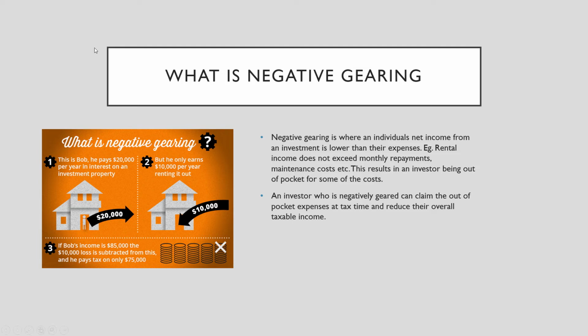So we've got an example here. What is negative gearing? Bob pays $20,000 per year in interest on an investment property. He only gets $10,000 back from renting it out, which means there's a shortfall of $10,000, which has to come out of Bob's pocket. The good thing about negative gearing is that the shortfall that you pay is taken off your taxable income. It's offset. In this case, Bob earns $85,000 per year, and so the $10,000 he has to cover is taken off, which means he only has to pay tax on $75,000 at his rate, which may be different depending on your tax bracket.